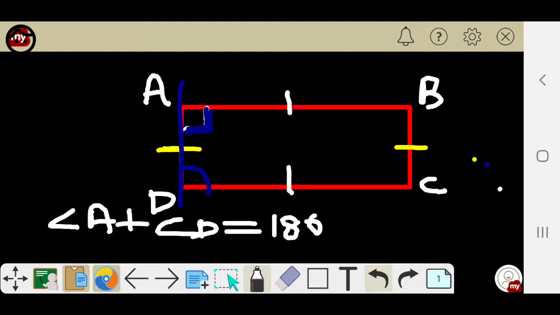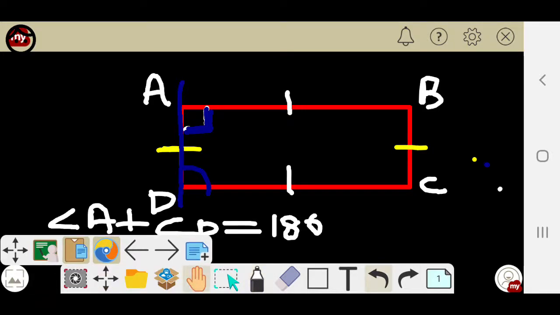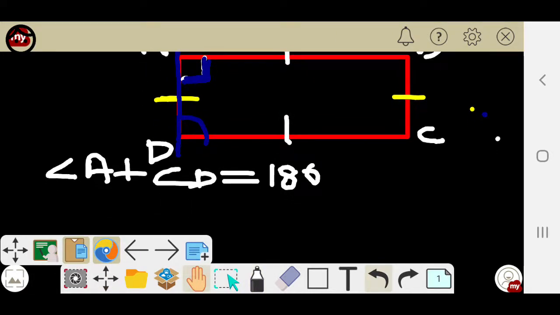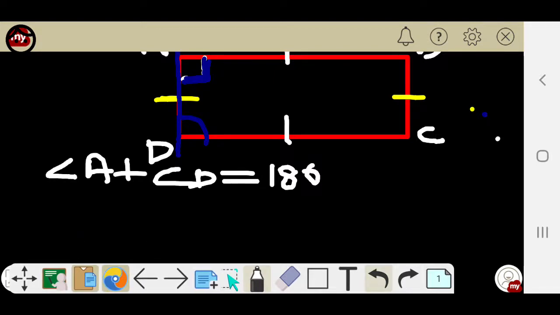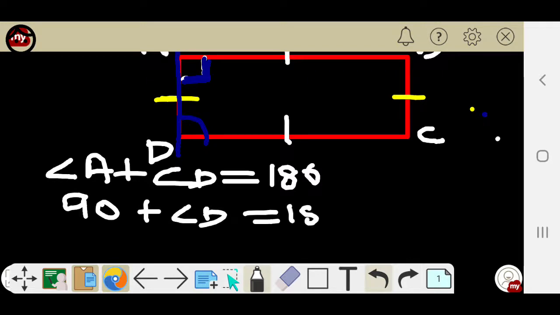Angle A and angle D are co-interior angles and they are supplementary, so angle A plus angle D equal to 180. We already know that angle A equal to 90 degree. So 90 plus angle D equal to 180. So what is angle D? 180 minus 90 equal to 90 degree. Now we got angle D also 90 degree.